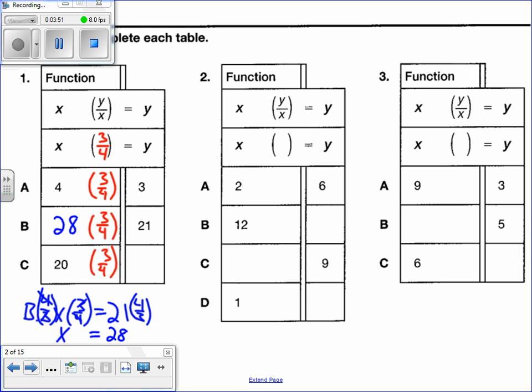Now for C, the 20 times 3/4, they're on the same side, so I just go ahead and multiply those, and 20 times 3/4 gives me 15. So I fill the 15 in there. What you should do right now is pause the video again and work on table 2 and table 3. When you complete those, go ahead and start the video again and start reviewing for part 3 of your test.